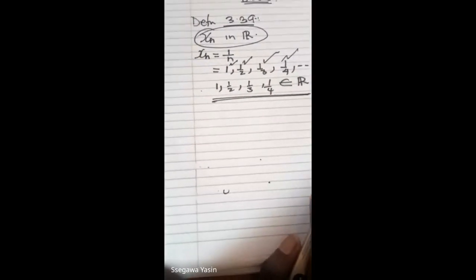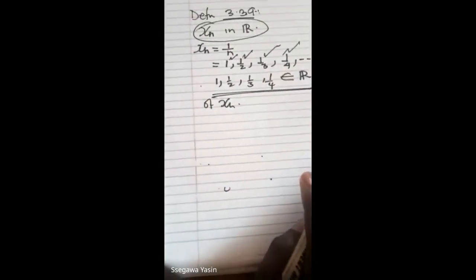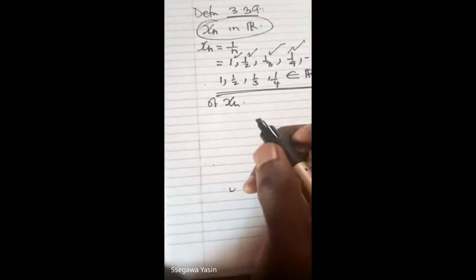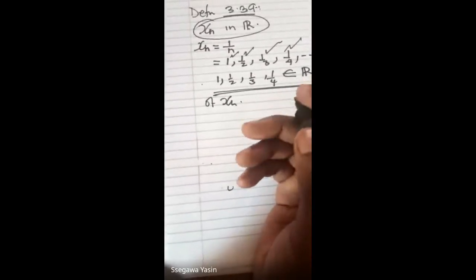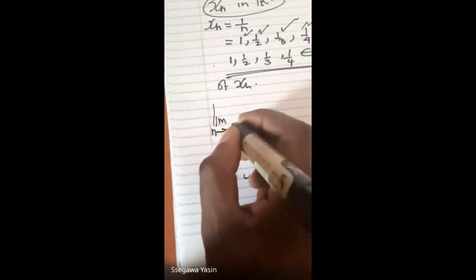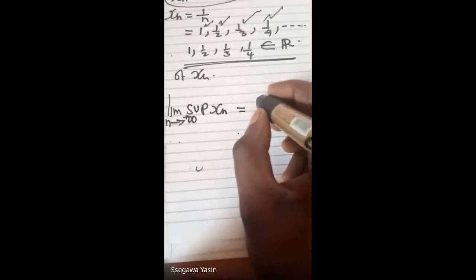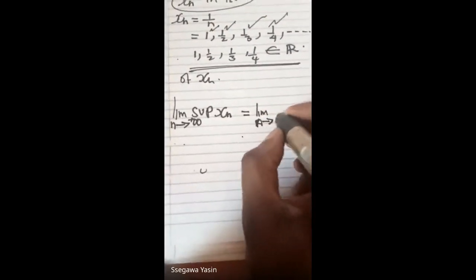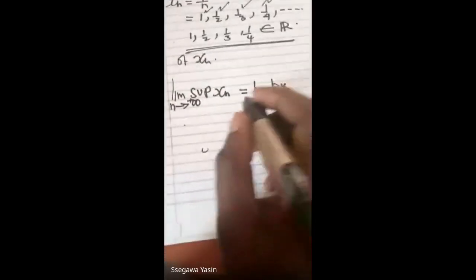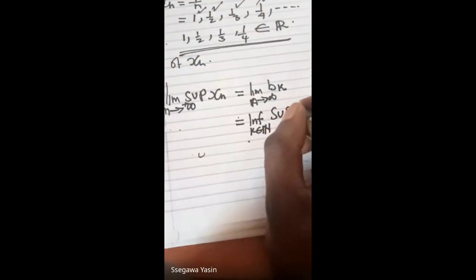Then we are defining, given that the sequence x_n is in R, the limit superior of x_n, denoted by lim sup x_n, or the limit as n goes to infinity of the sup. I think you can see we have already written those things. The definition is the limit as n goes to infinity of b_k, which equals the infimum over k coming from n of the sup of the set x_n, where n is greater or equal to k.